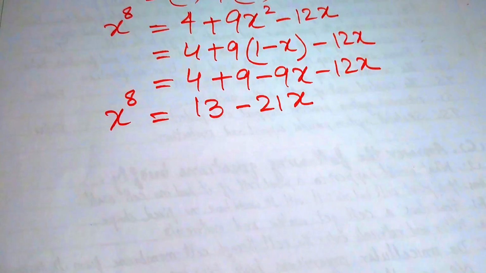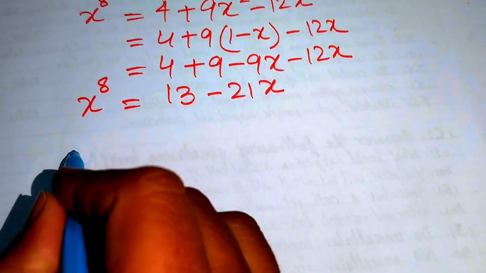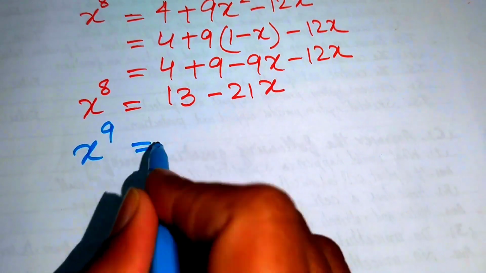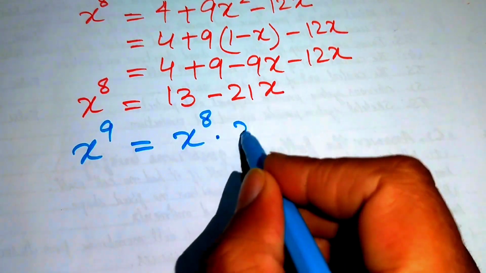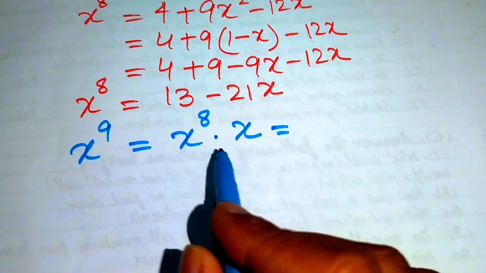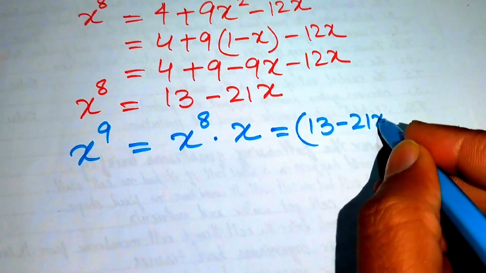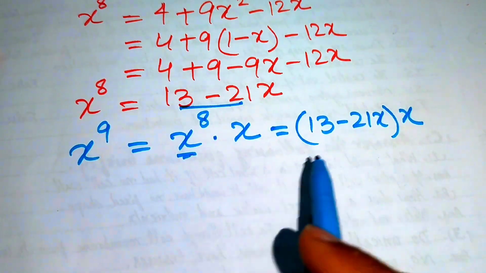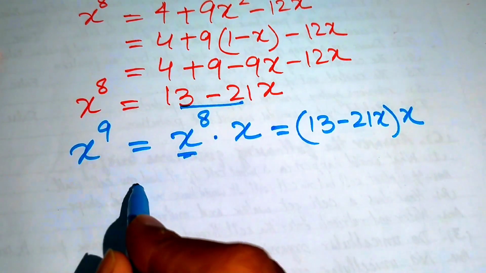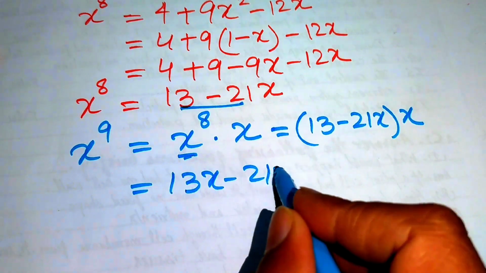And now we move towards our final destination, and our final destination is to find the value of x to the power of 9. So now we find the value of x to the power of 9, and it will be written as x to the power of 8 multiplied by x. And here we have the value of x to the power of 8 is 13 minus 21x into x. So we put the value of x to the power of 8 here, and now we multiply this x on both of the terms, and we get 13 times x minus 21 into x squared.